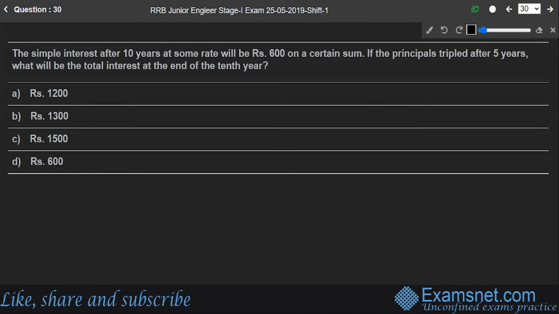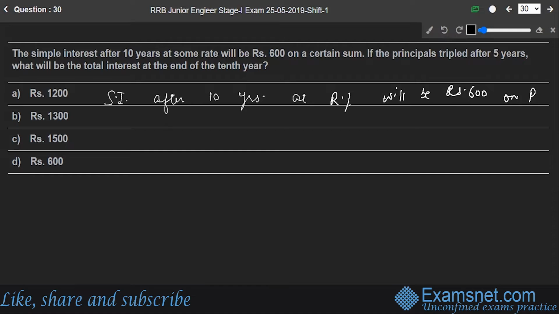The simple interest after 10 years at same rate will be 600 on a certain sum. If the principal is tripled after 5 years, what will be the total interest at the end of the third year? Okay, so see, the simple interest after 10 years at some interest, let's say R%, will be rupees 600 on a certain sum, let's say P.